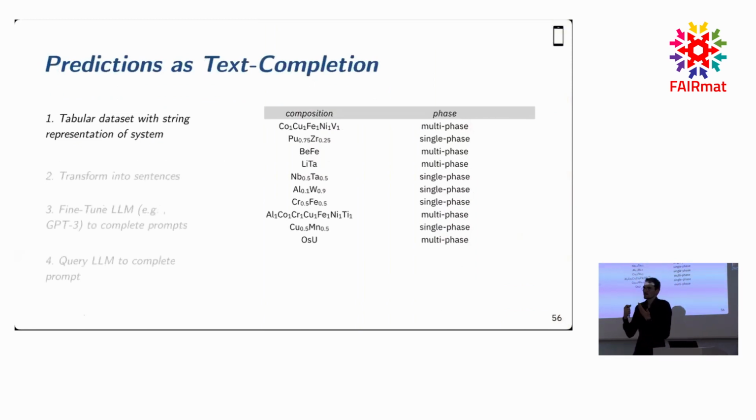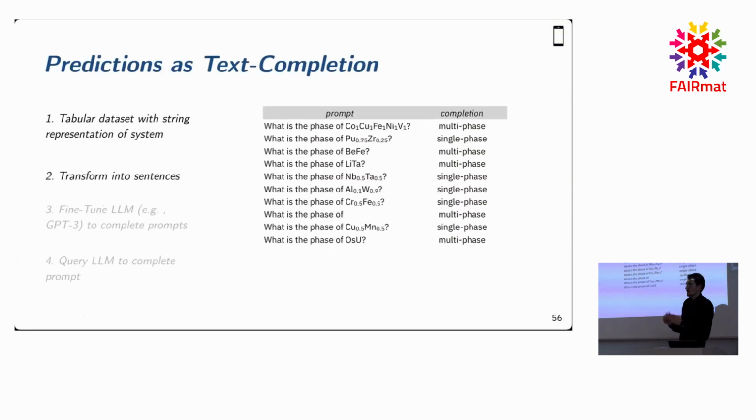And with this, we just think of prediction in chemistry as text completion. So we have here different compositions of alloys, high entropy alloys, and we want to know what phase they will form. If they form one phase or many different phases. We want to map composition to if you form a single phase or different phases. And so in this case, we just form different prompts and questions of this, and we have the answers. In this case, we just have the question, what is the phase of this alloy?